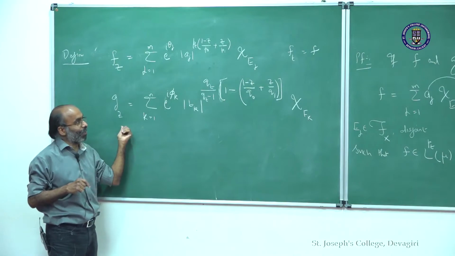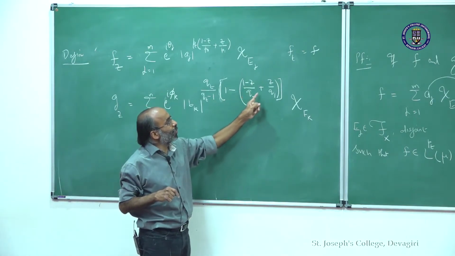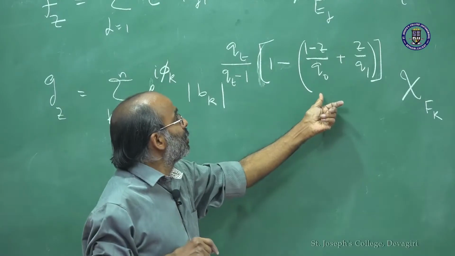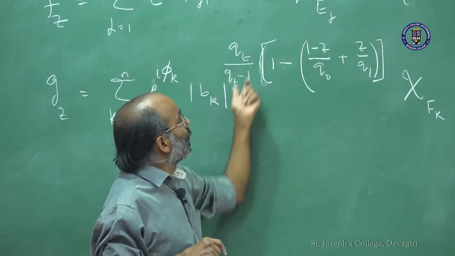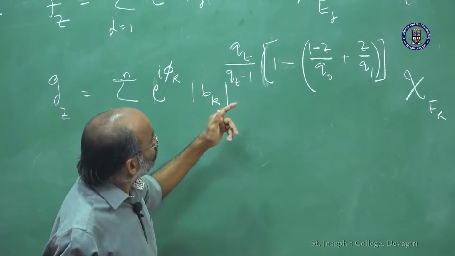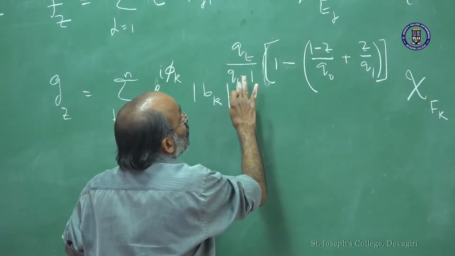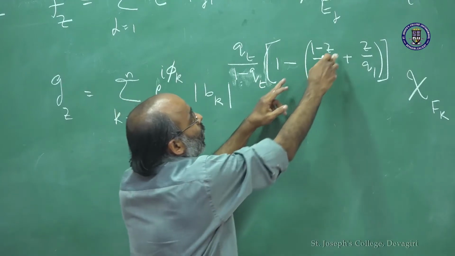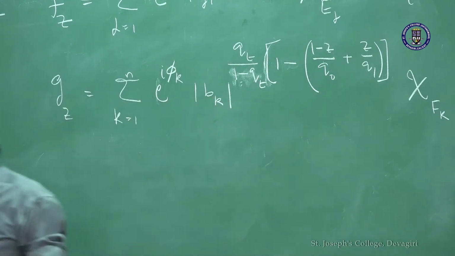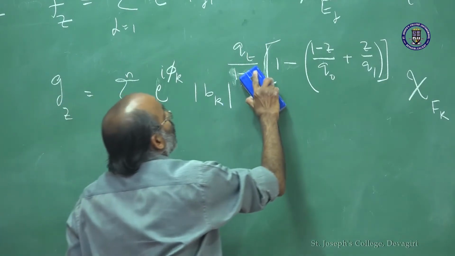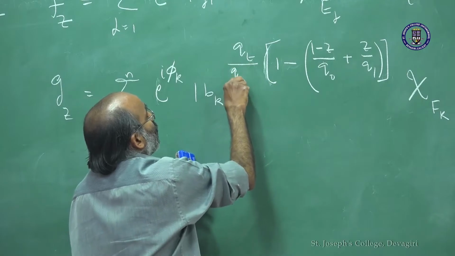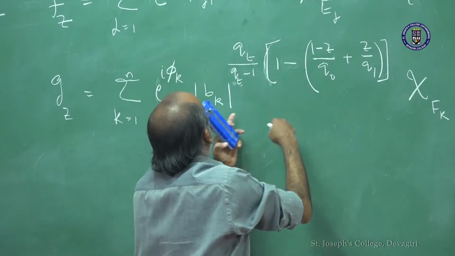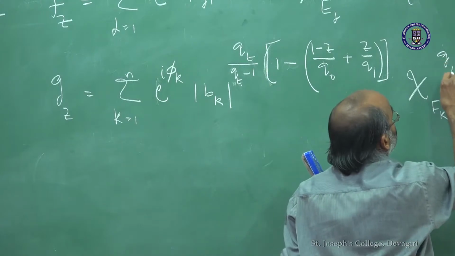Let's see what happens to g at t. Well, at t, I have 1 minus t by q_0 plus t by q_1, that is 1 by q_t. 1 minus 1 by q_t, that is 1 minus q_t by q_t or whatever, right? So that gets cancelled, and I will have mod b_k. Well, here it should be 1 minus q_t, right? Sorry, no, it is correct. So q_t minus 1 by q_t, they get cancelled and I have exactly g. So g_t is simply g.